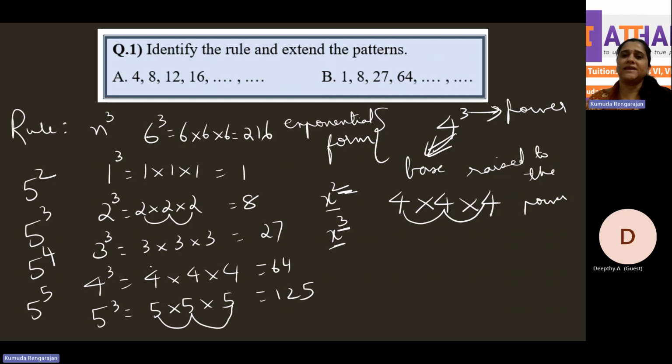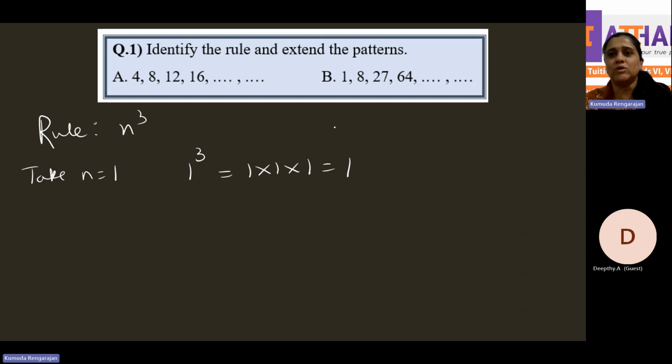When you take n as 1, you will get the first term. When you take n as 2, you will get the second term. When you take n as 3, you will get the third term. So we said the rule is n cubed. Take n equal to 1. So that means 1 raised to the power 3, right? Means 1 into 1 into 1. It is 1. We get the first term.